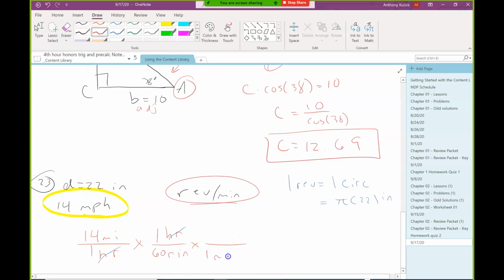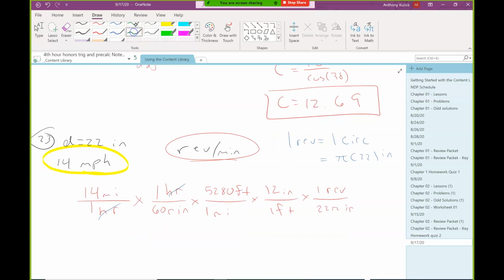So I know 1 mile is 5,280 feet, and 1 foot is 12 inches. And then 22 pi inches is 1 revolution. And now I just need to grind out that calculation because we've gone from miles to feet, from feet to inches, and we're left in revolutions per minute. Does that feel okay?